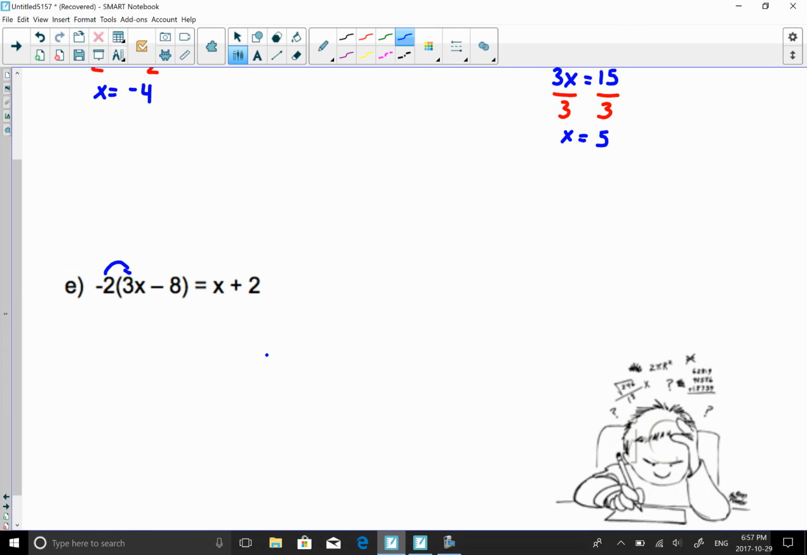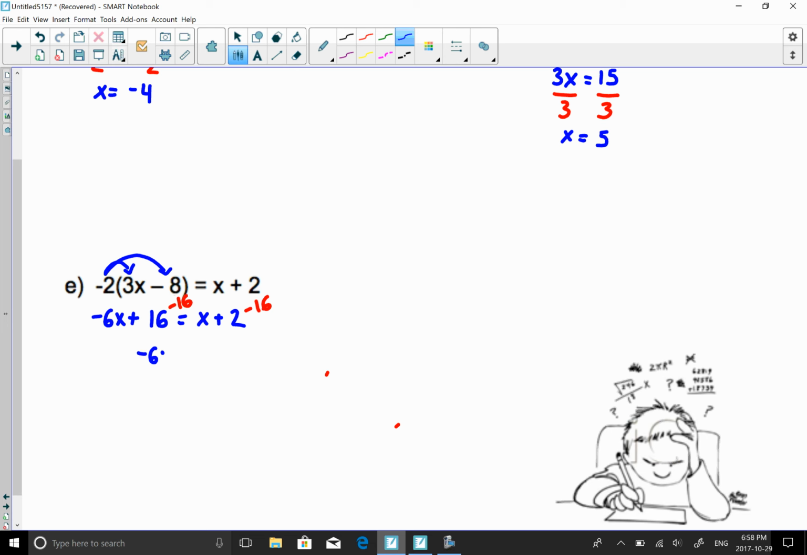And lastly, negative 2 times 3x is negative 6x. Negative 2 times positive 8, negative 8, becomes a positive. 8 times 2 is 16. And I just write the other side as is. Now I want to make sure I get my variables on one side, numbers on the other. I want this 16 on this side to disappear, so I'm going to do the opposite of positive 16, which is minus 16. But in order to keep it balanced, I have to do it on both sides.